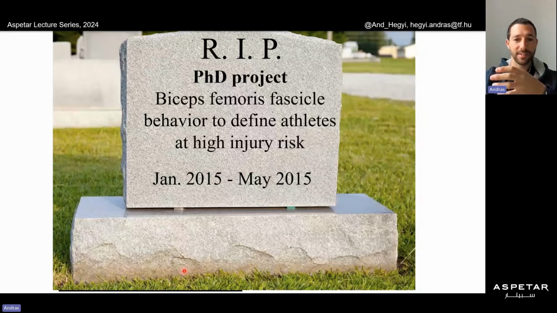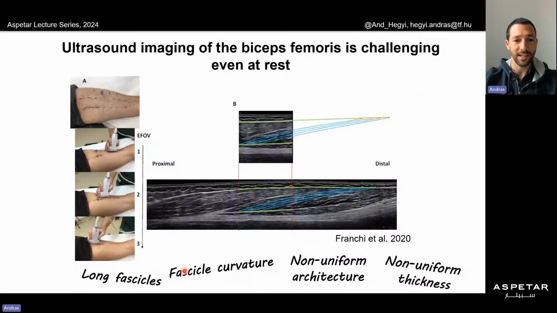And the main reason is that I spent a lot of time in the lab, but it is very difficult to get something valuable out of the ultrasound machine on biceps femoris. The reason is that biceps femoris is very challenging to measure with ultrasound. It's a very complex muscle. This study, for example, in 2020 showed that even at rest, it's very challenging to measure the length of the fascicles. And one reason is that normally we use a single probe, especially in dynamic conditions.